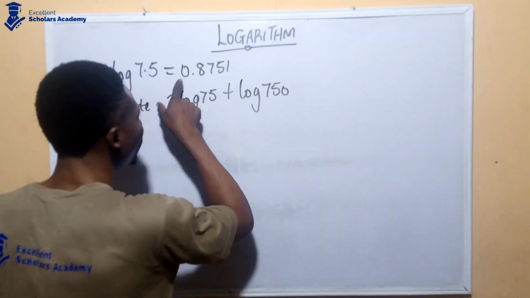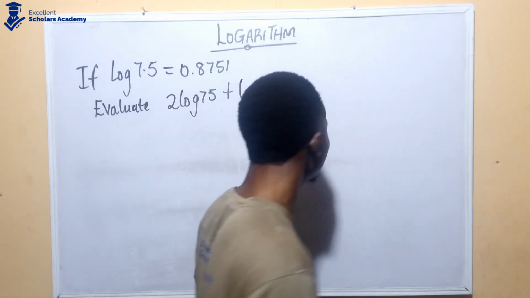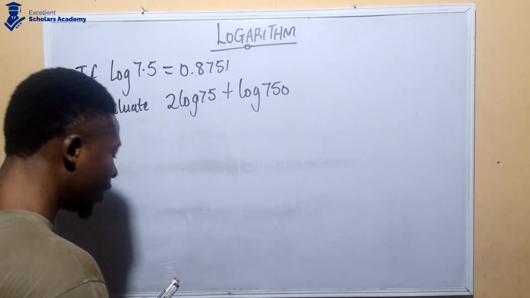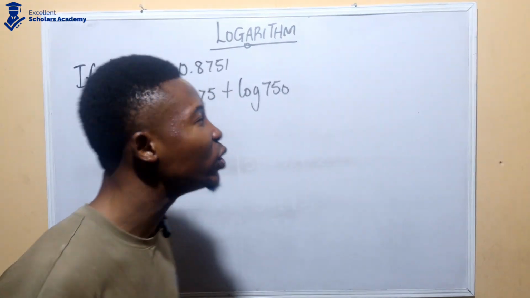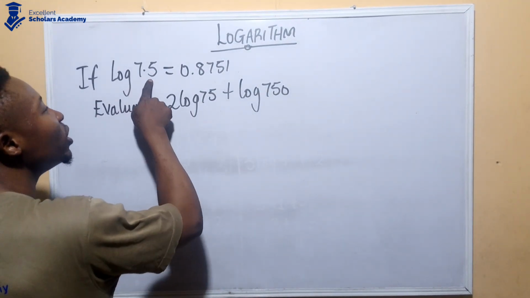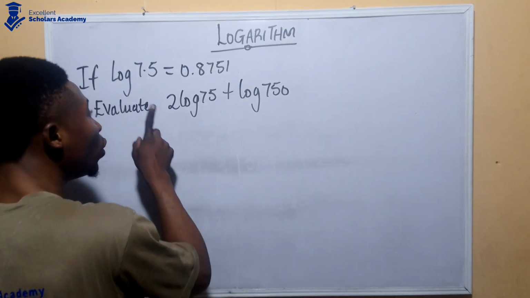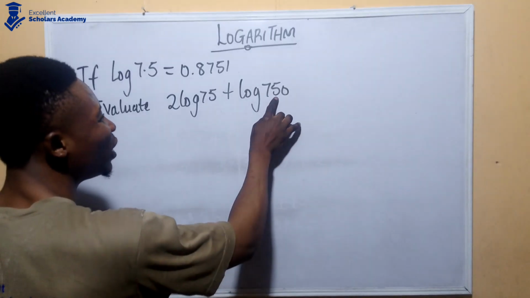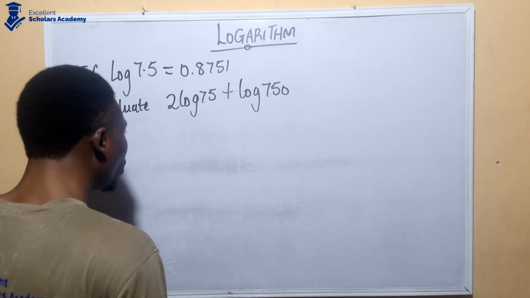If log 7.5 is equal to 0.8751, evaluate 2 log 75 plus log 750. Now, this question is very technical. Follow me closely. Log 7.5 is given to you as this. How can you manipulate 75 to be 7.5, and how can you manipulate 750 to be 7.5? Now, watch what I'm going to do.